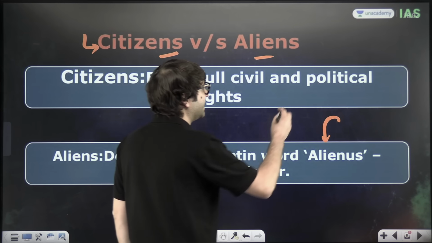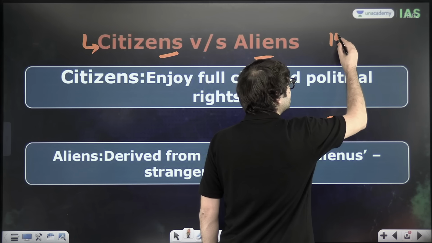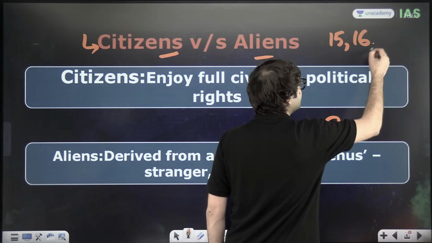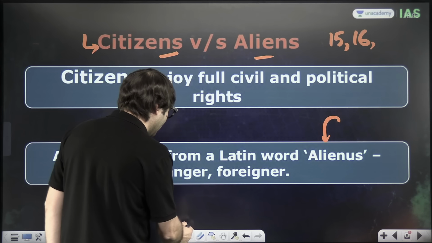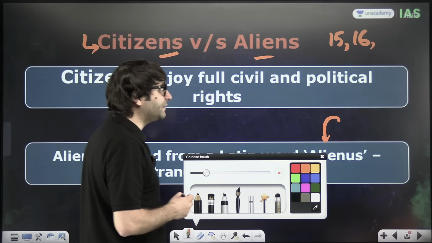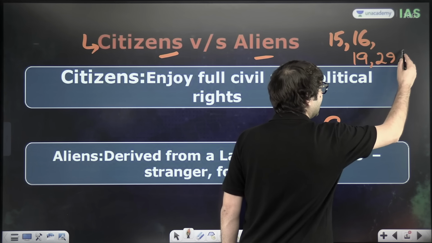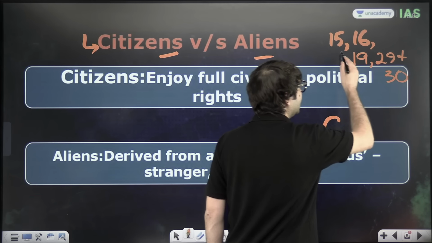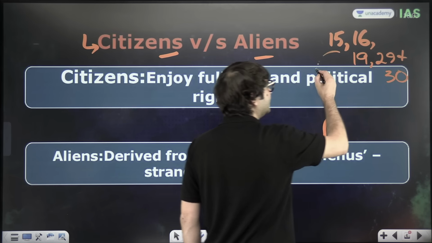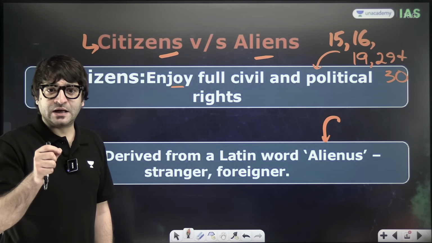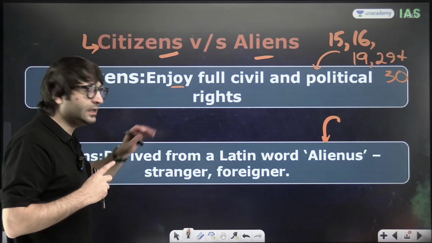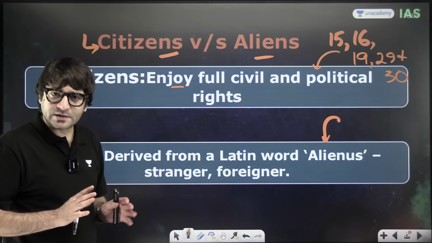But there are some fundamental rights which are exclusively available to citizens. For example, fundamental rights under Article 15, 16, 19, 29, and 30. These are the fundamental rights which are exclusively available to the citizens, which means citizens enjoy full civic and political rights, and aliens do not enjoy all these rights.